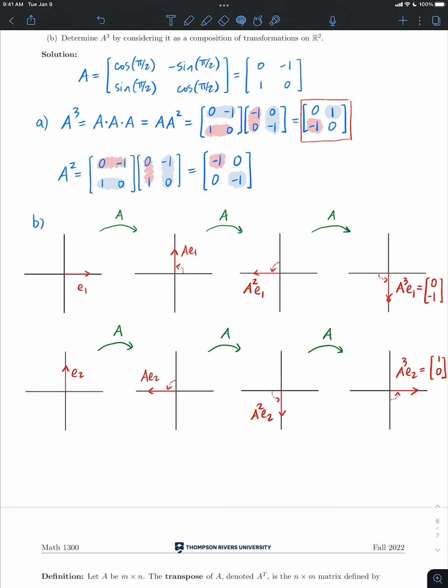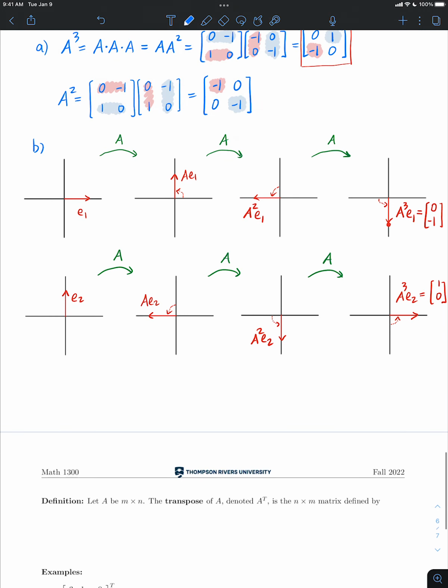So we could just put these columns together now and use that to figure out what A cubed is. So that's what it means to do part B. Let me just write it out thoroughly here. A cubed can be obtained with its first column given by A cubed E1 and its second column given by A cubed E2. So that's going to give us 0, -1, because that's what we got up here. And then the second column is going to be 1, 0, because that's what we got over here.